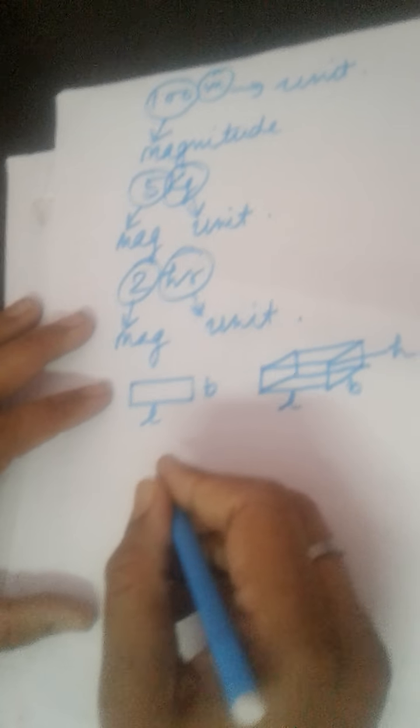Now unit of area. SI unit of area is meter square. What is meter square? 1 meter square is the area of a square whose each side is 1 meter. Now next point is multiples and submultiples. I'll explain you multiples and submultiples with the help of some pictures. Please see.